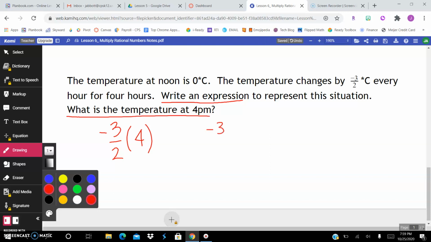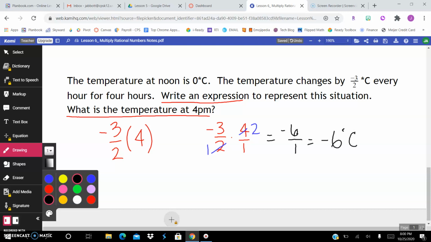So negative 3 over 2, and we're going to change that 4 into a fraction, so we're going to put a 1 underneath of it. And then we're going to look to see if we can reduce. 3 and 1, there's nothing, but 2 and 4 have a 2 in common, so I'm going to cut everything in half. And then negative 3 times 2 is negative 6, and 1 times 1 is 1, so that would simplify to be negative 6 degrees Celsius, that the temperature had changed.